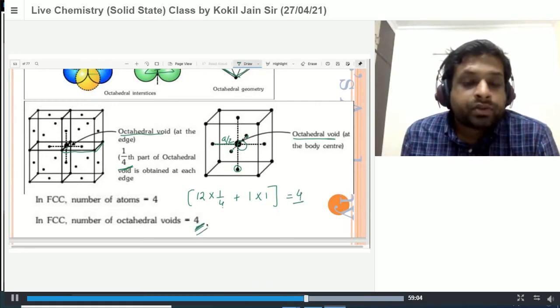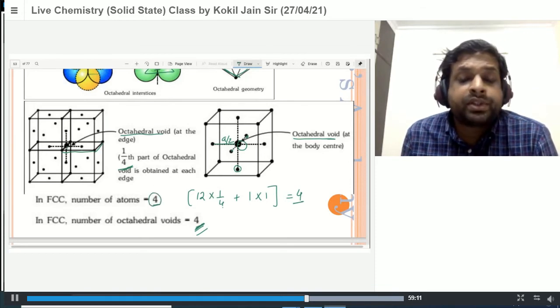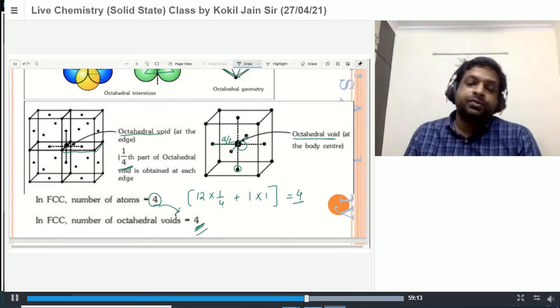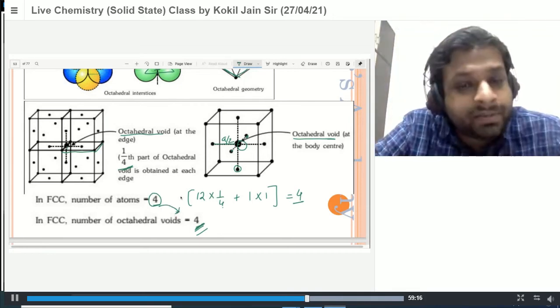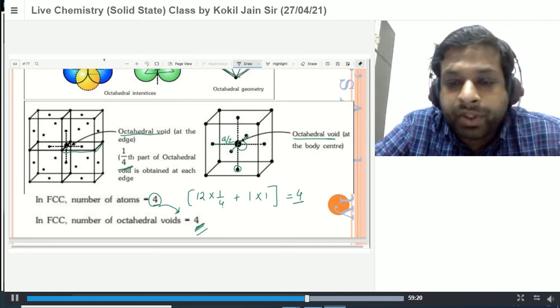So you can see now that the number of atoms in FCC is 4, and octahedral voids are also the same in number. This is what happens. Octahedral voids are the same in number, while tetrahedral voids are double in number.